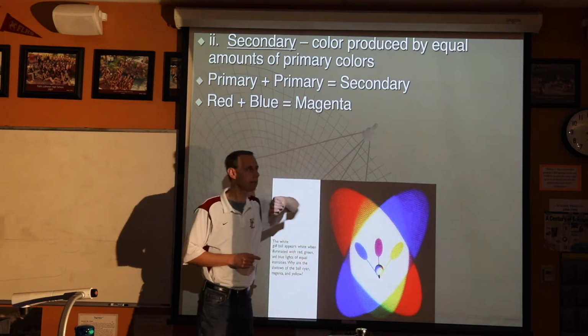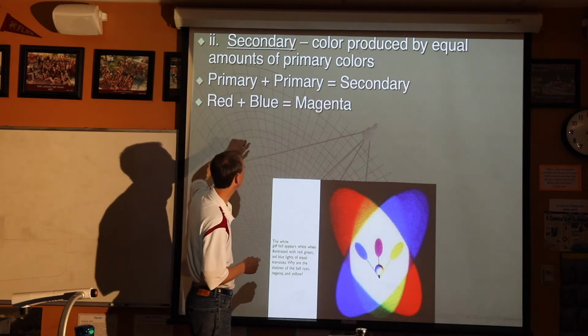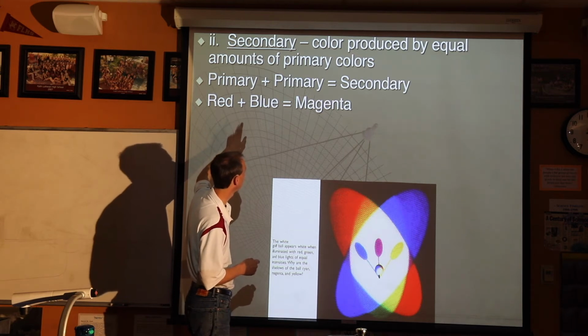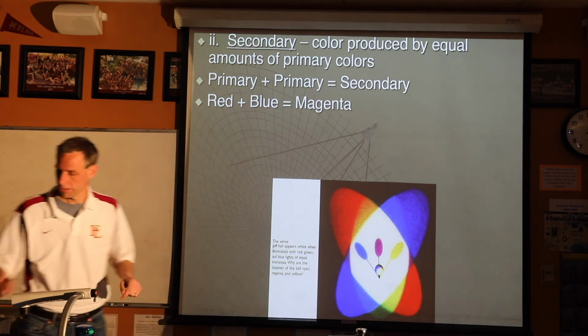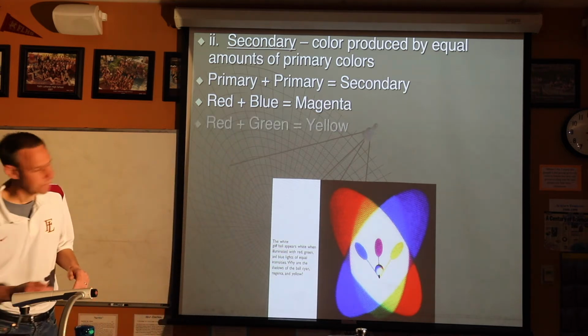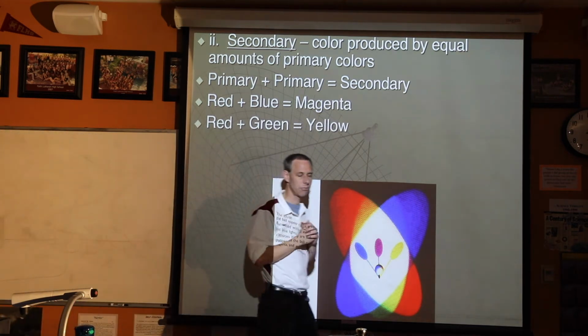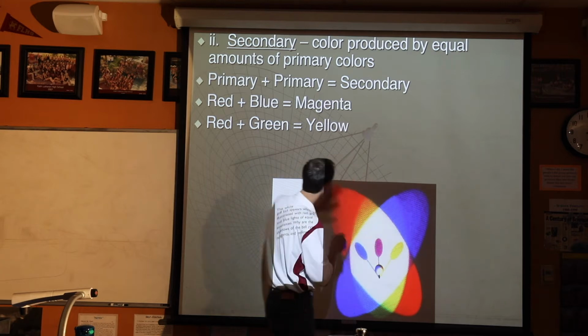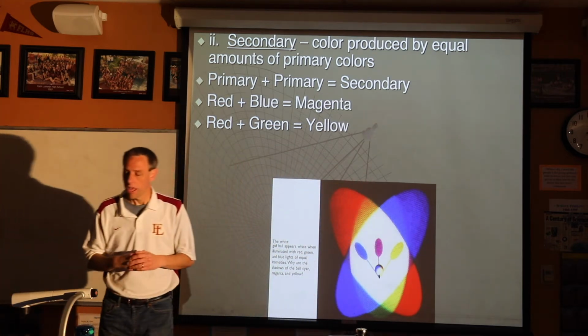The next one I'm going to do is blue and, no, it's red and green. I think it's red and green? Yeah, that's the one. Red and green next. That makes yellow, and I'm going to demonstrate that for you. Now that one seems weird. Red and green make yellow, but we'll see. I'm going to show you.